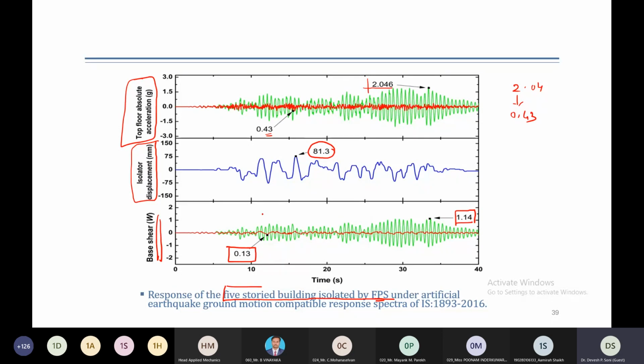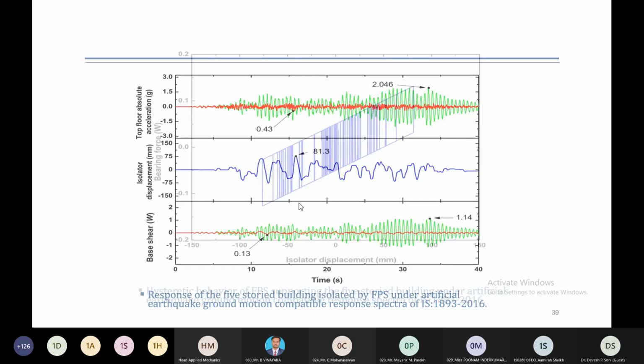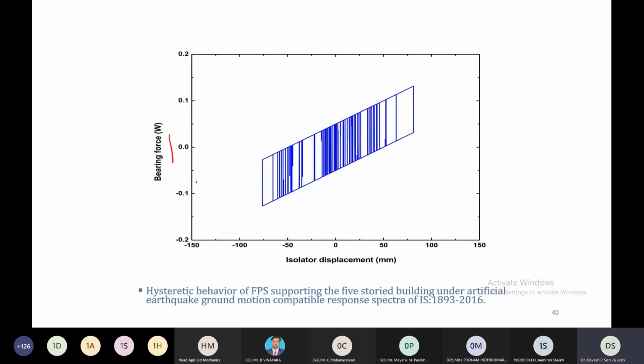So here it can be said that a base isolated structure reduces the structural response at the cost of allowing higher displacement at the isolation level. One has to make suitable arrangement to allow the higher value of displacement, of the order of 81.3 millimeter, whereas in a fixed base building there is no such displacement. So this graph is very useful to understand the effectiveness of the base isolated building after performing the nonlinear time history analysis. It's a typical force deformation behavior of the friction pendulum system. It is also known as the hysteresis loop.